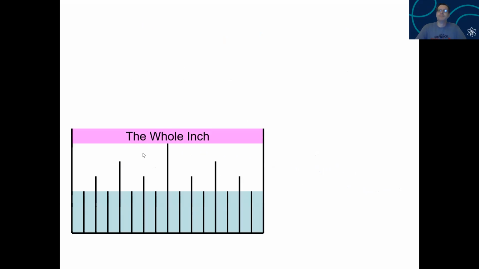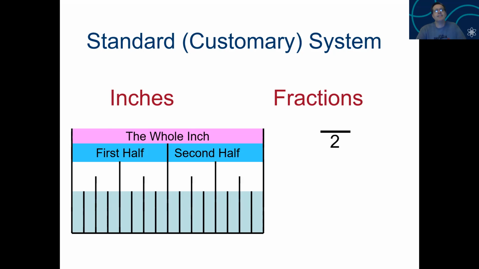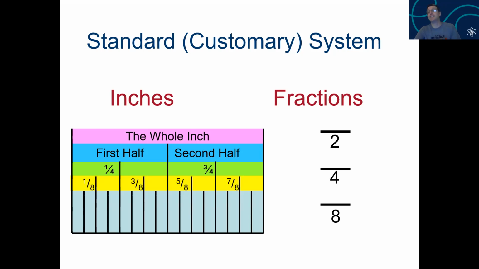So let's start off with an inch. This is the customary English system. And here's how they're split up. The largest line is a full inch. The next highest line is half of that. The next highest line is half of that. The next highest line is, wait for it, half of that. And then the next one is half of that.